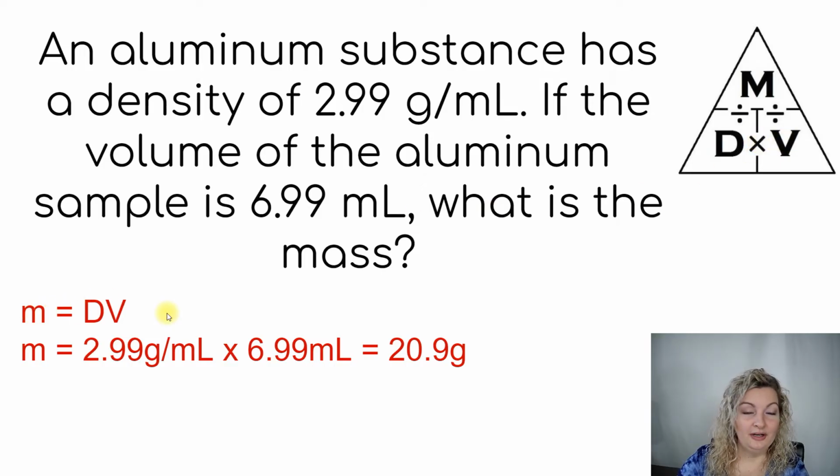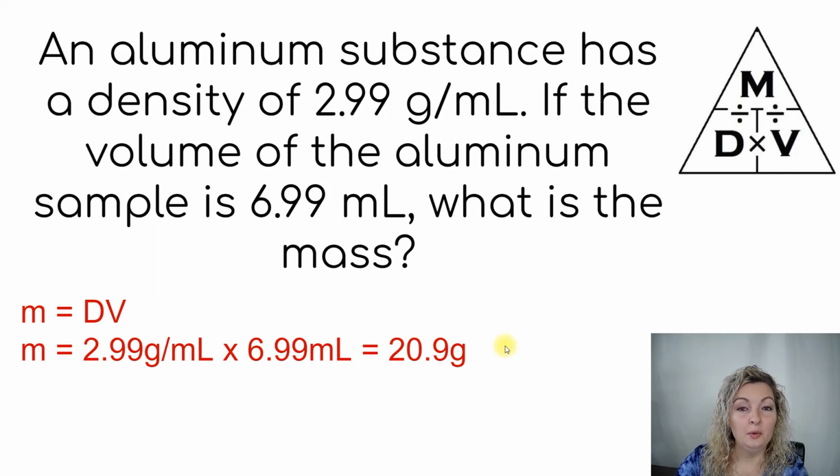So I wrote out the equation. Now we're substituting in for our variables. We know that our density is 2.99 grams per milliliter, multiplied by our volume, which is 6.99 milliliters. Plug it in your calculator and multiply, and you end up with 20.9 grams. Remember, mass is measured in grams, so make sure you're putting the correct unit on your problem.